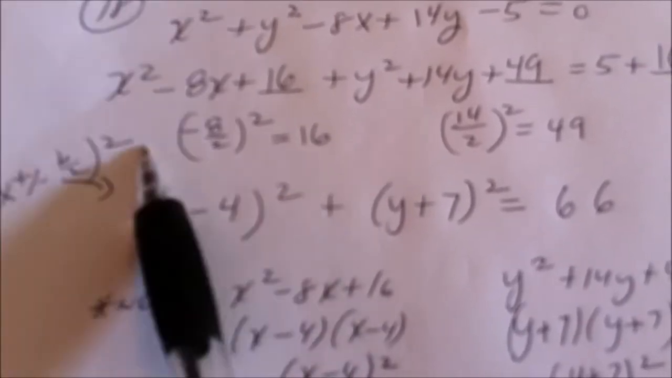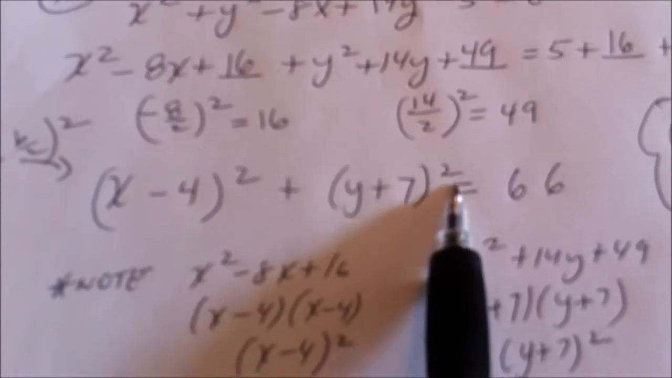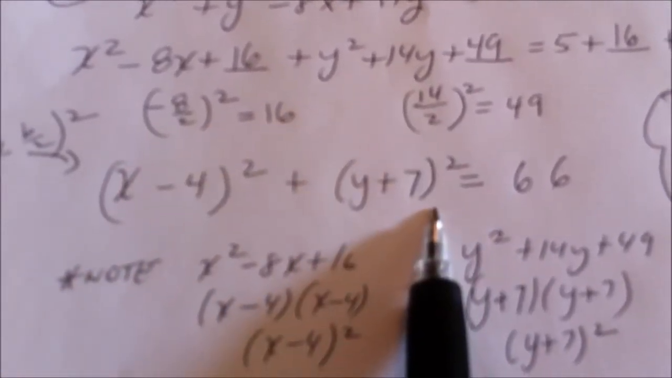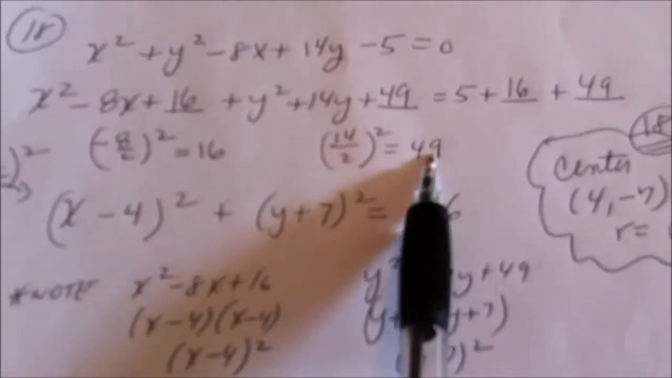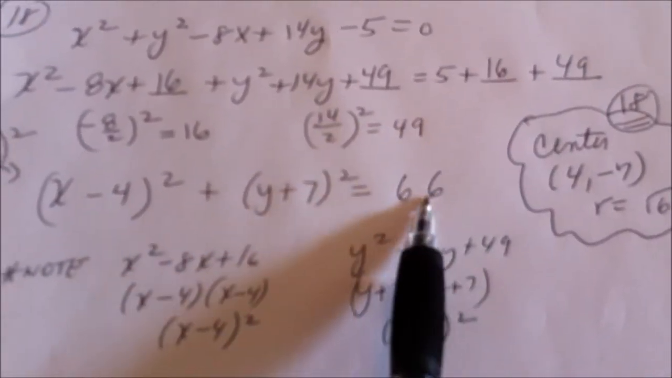It's hard to read that. Sorry about that. So you have your x minus 4 squared here, because half of negative 8 is negative 4. You have your y plus 7 squared here, because half of 14 is 7. And then when I combine like terms, the 5, the 16, and the 49, I get the 66.